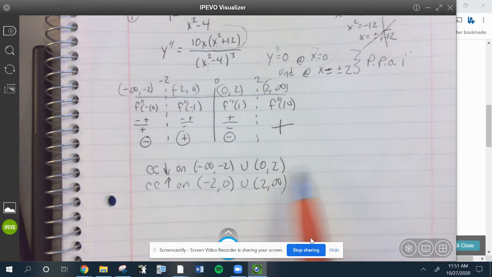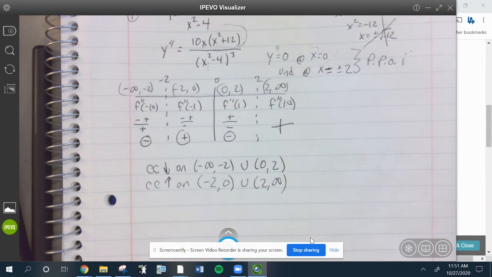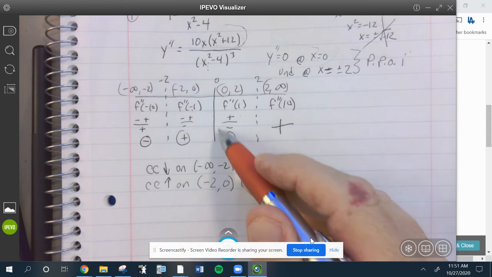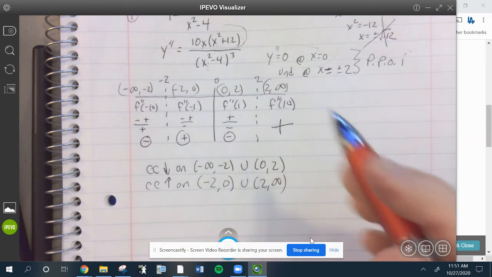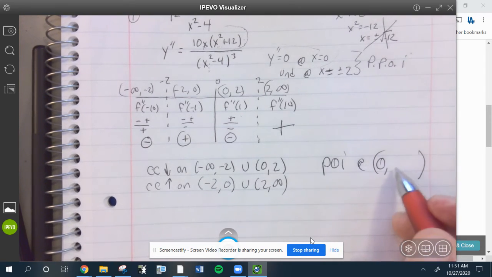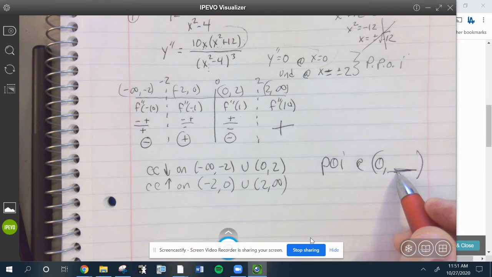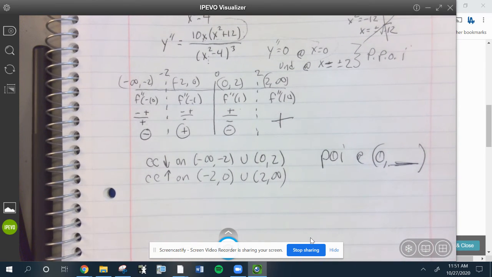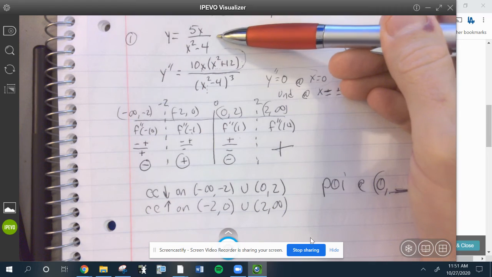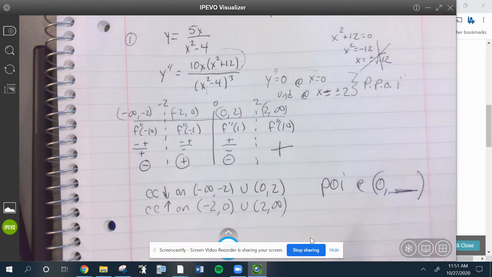So that's the discussion of concavity. I've determined the concavity of this graph. And now I need to figure out what the points of inflection are. Points of inflection are the points on the graph where the concavity changes. Concavity changed a lot, but the only point it changed at was 0. So point of inflection is at 0, comma, now whatever the value of the function is when you plug in 0. So you don't see it now. You have to look at the original graph right here. When you plug in 0, you'll get 0 over negative 4, which is 0.